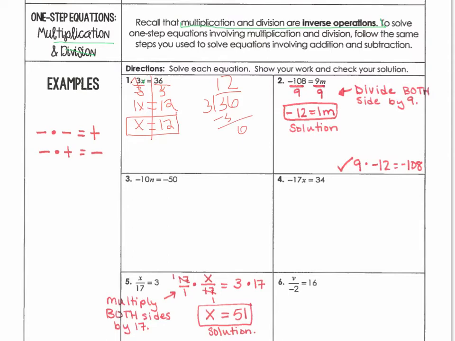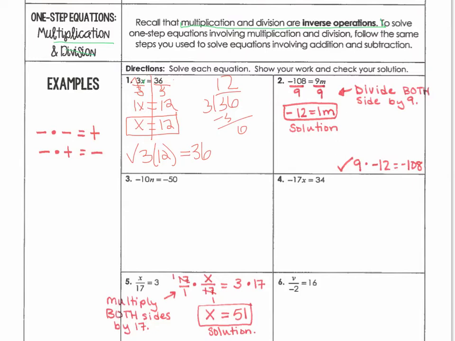Last step is always to check. Check your solution. If I substitute in a 12 for x, I would have 3 times 12. What is 3 times 12? Well, hopefully it is 36. So our answer is correct. Let's look at another one.